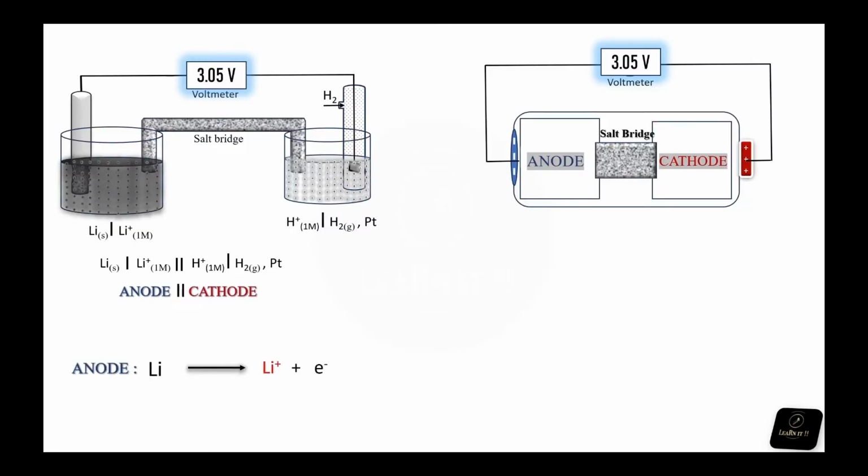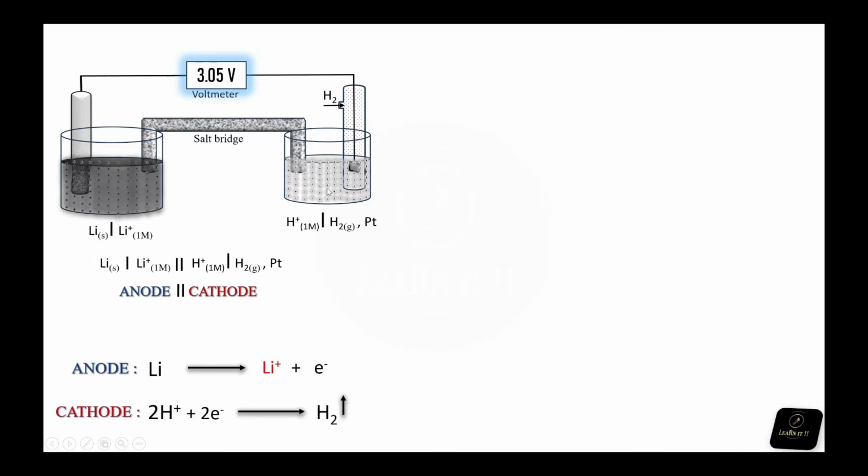The anodic reaction involves lithium undergoing oxidation to form a lithium ion and 1 electron. And the cathodic reaction is when 2 hydrogen ions gain 2 electrons, and there will be formation of hydrogen gas. The overall reaction, which is balanced, means that lithium atoms convert into lithium ions, which liberate 2 electrons, and they travel through this wire and sit on this platinum plate. After that, the 2 H plus ions gain those 2 electrons and become hydrogen gas.